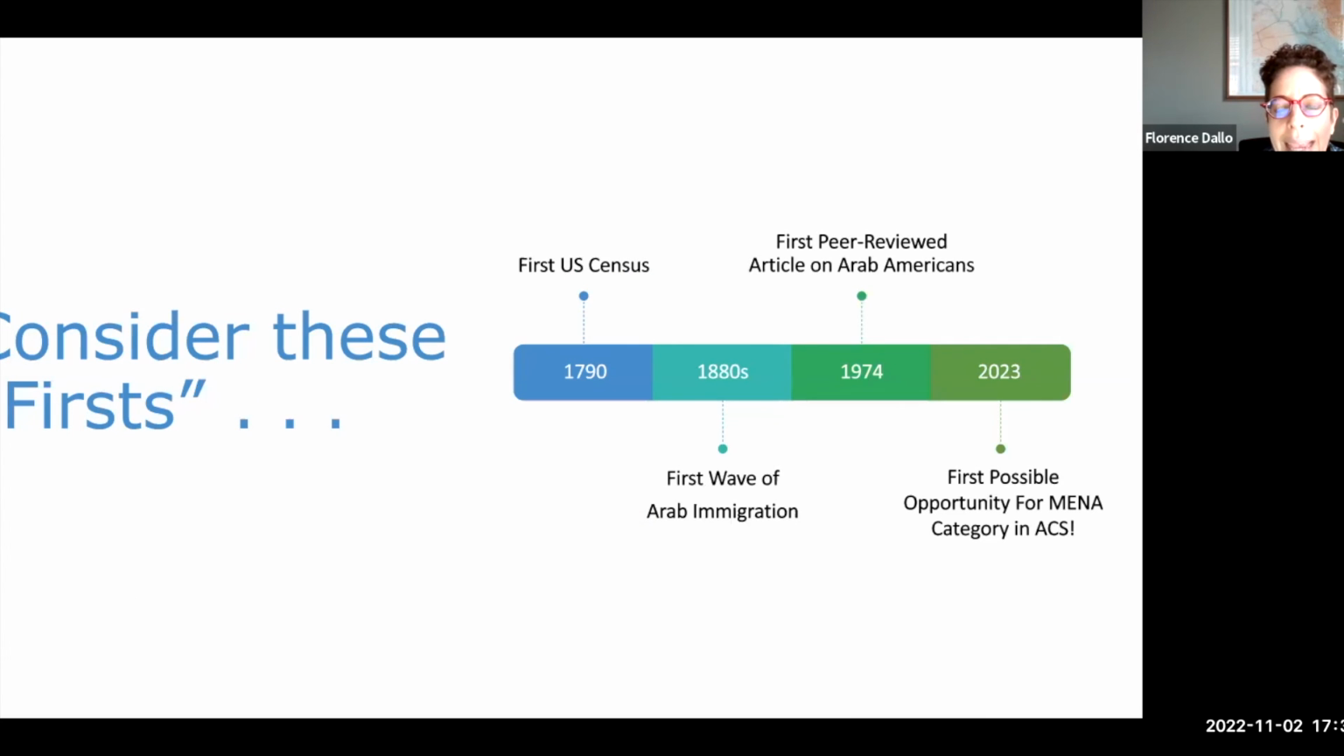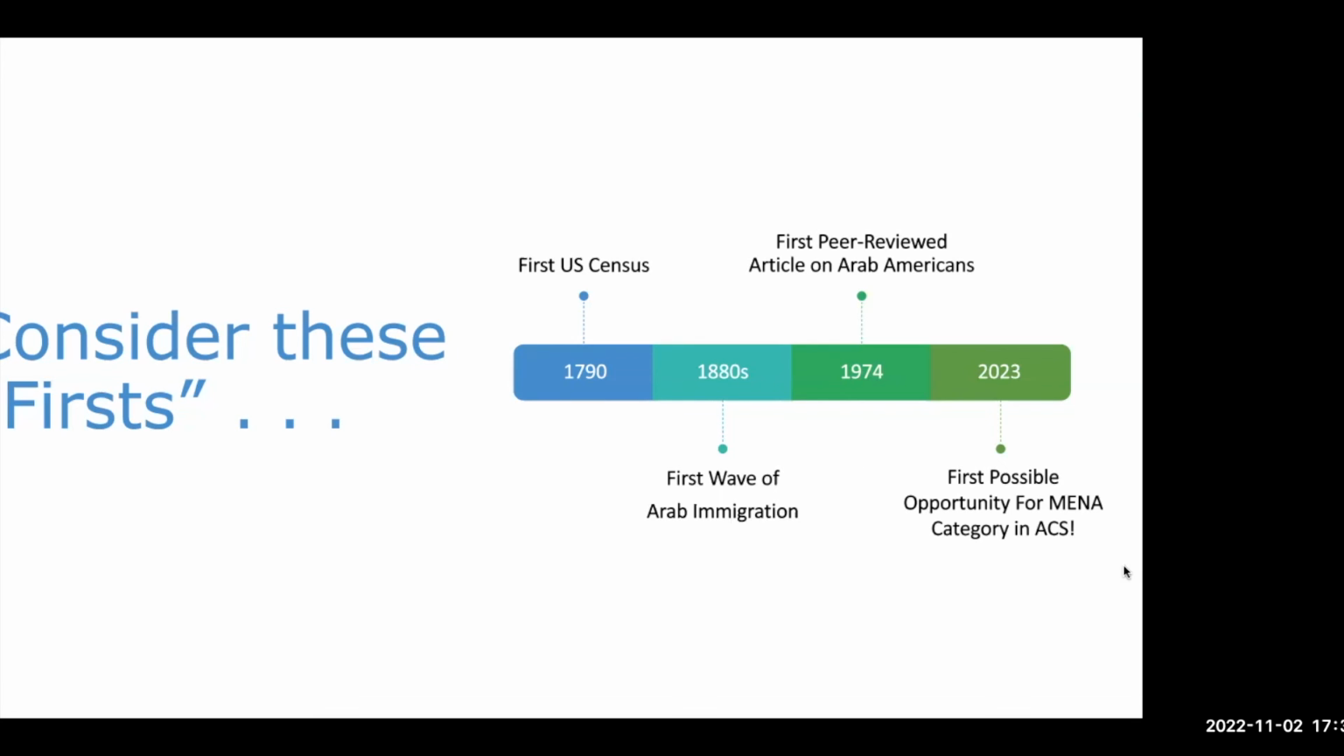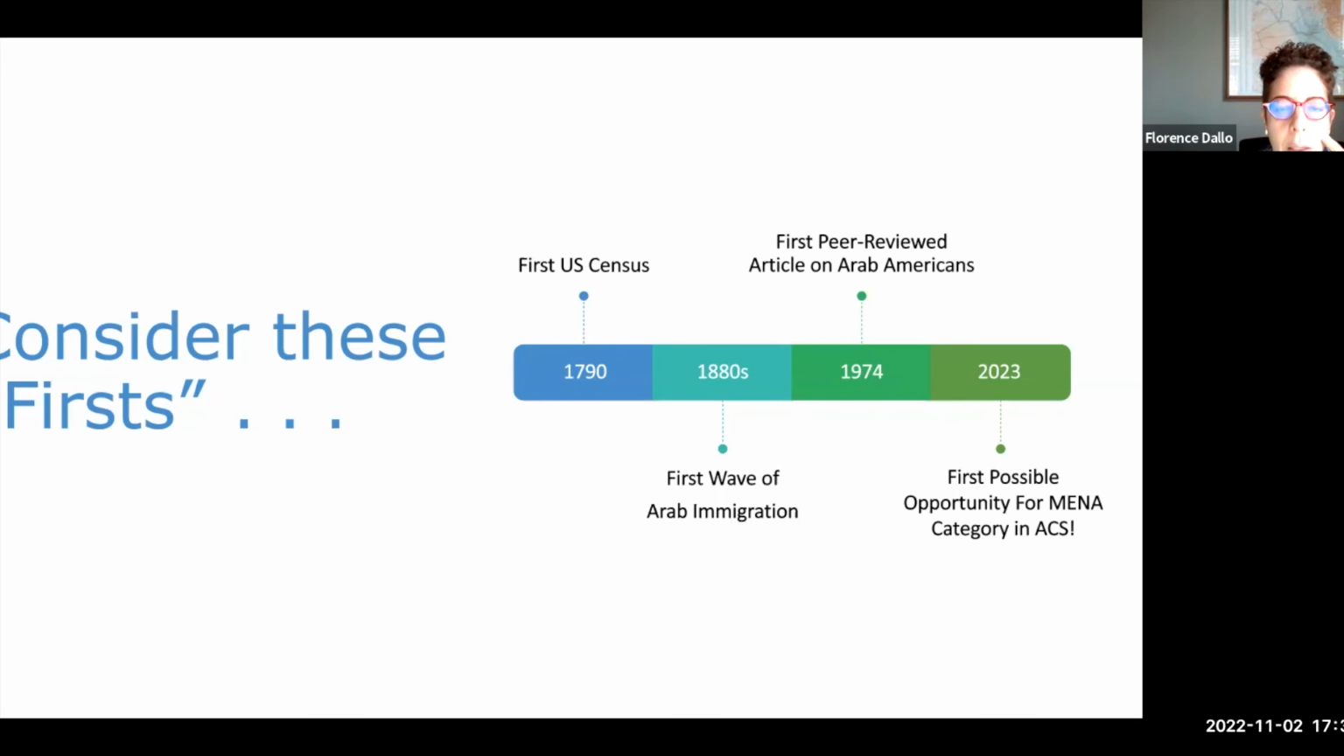So I'm getting close to the end, but I want to have you think about some of the things that have happened in these last 300 years or so. In 1790, we had the first US Census. And of course, MENA were not identified then. They hadn't started immigrating. In the 1880s, there was the first wave of immigration. Not until 1974, about 100 years later, did anyone publish a peer-reviewed article on Arab Americans?